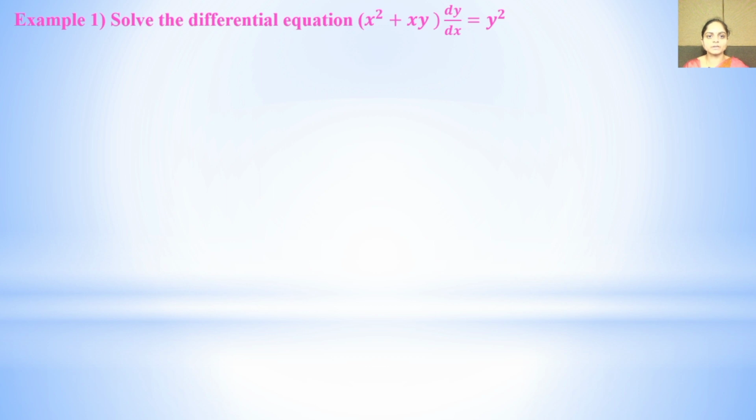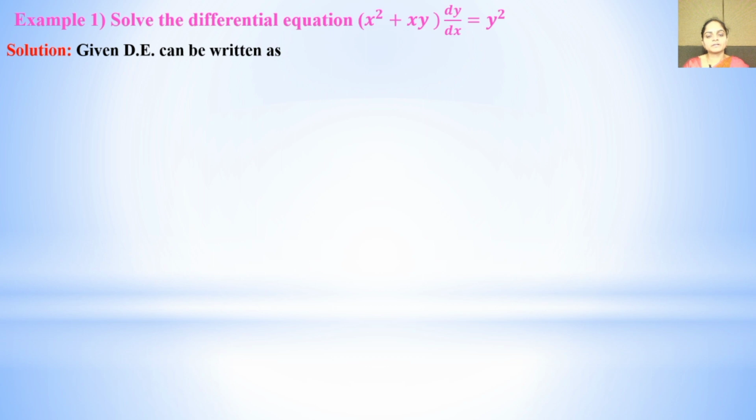Now, we solve some examples on homogeneous differential equation. Our first example is: solve the differential equation (x square plus xy) into dy by dx is equal to y square. Look here, in this equation the degree of x square is 2, degree of xy is 1 plus 1, that is 2, and degree of y square is 2. So, this equation becomes a homogeneous differential equation. Let's start the solution.